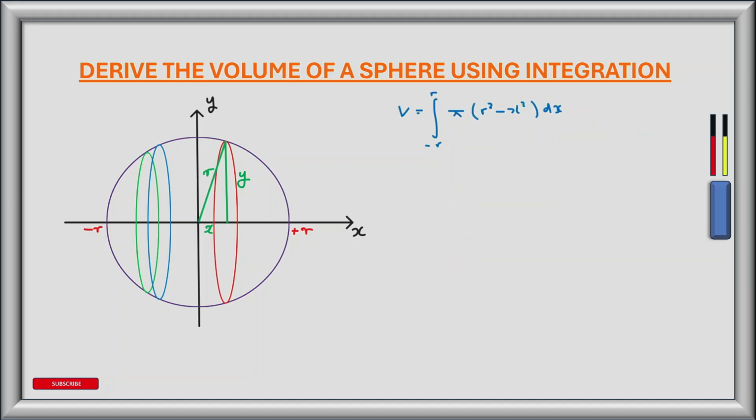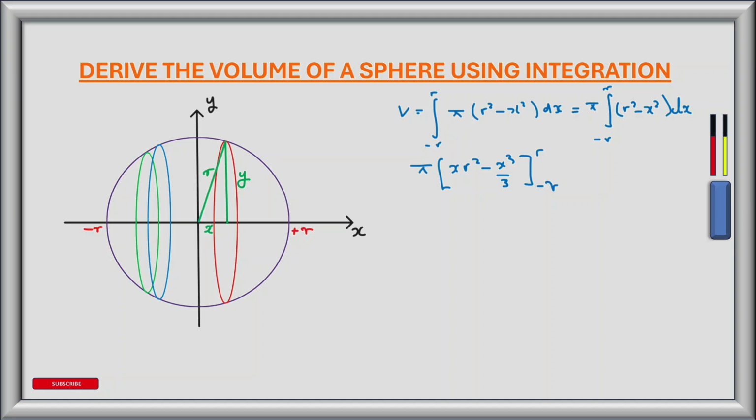If we now work out this integral, let's first remove pi outside the integral to give pi times the integral from minus r to r of r squared minus x squared dx. If we integrate this, we get pi times, integrating r squared, we get x r squared minus, and the integral of x squared is x cubed divided by 3, and that's from minus r to r.